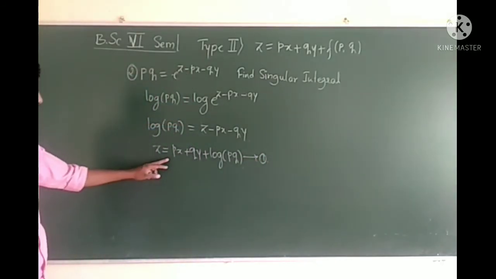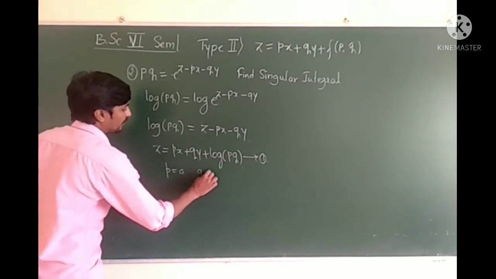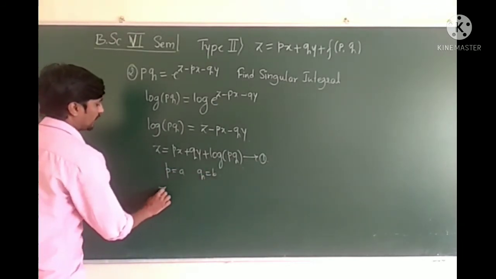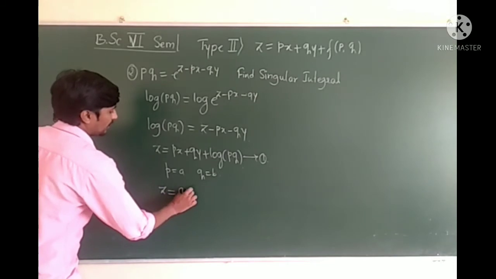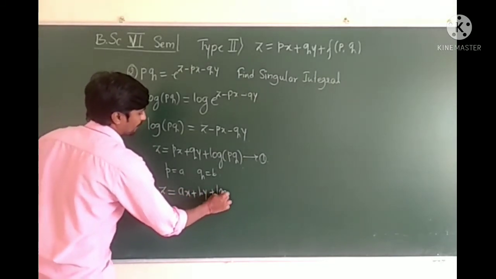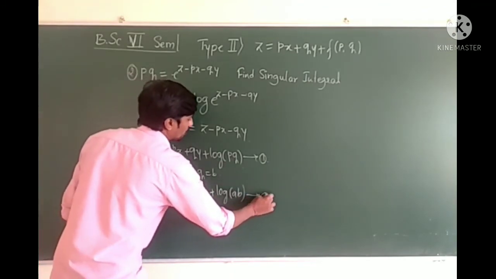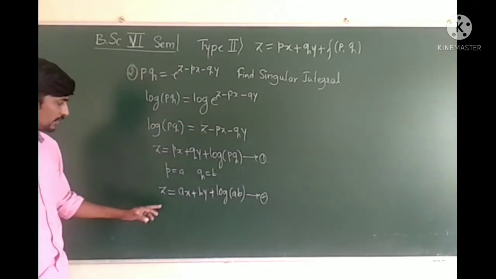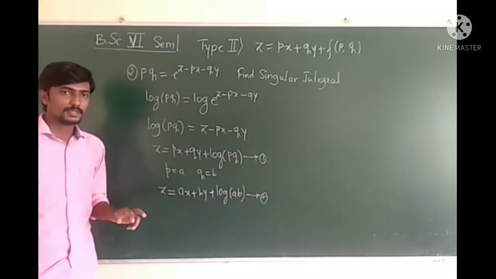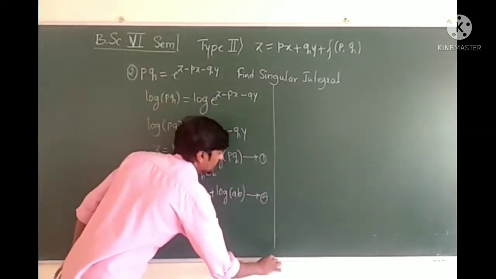Now put p equal to a and q equal to b. So this will turn into ax plus by plus log of ab. This is called equation 2. This is your complete integral. Now find your singular integral.